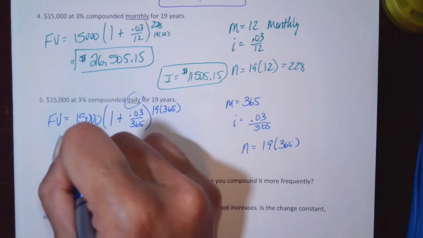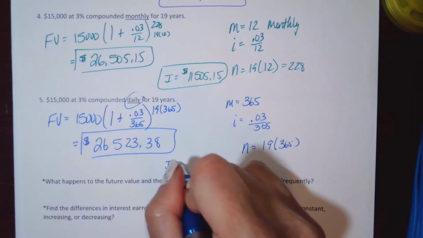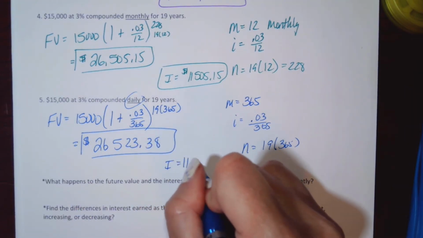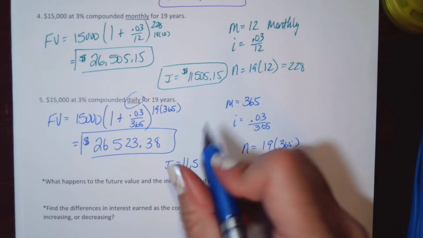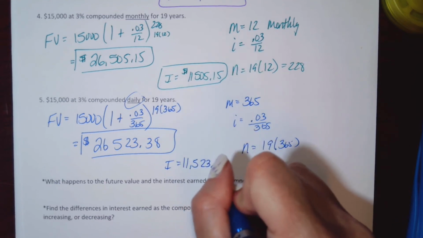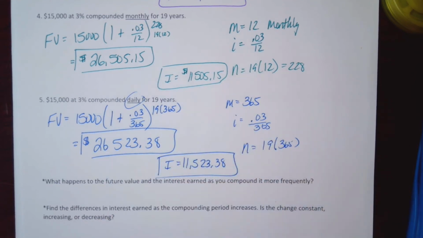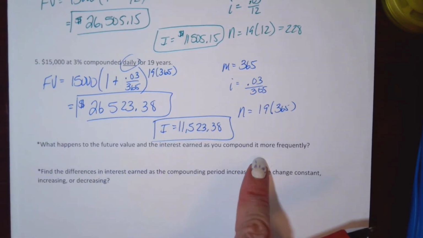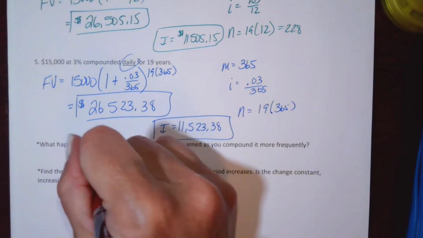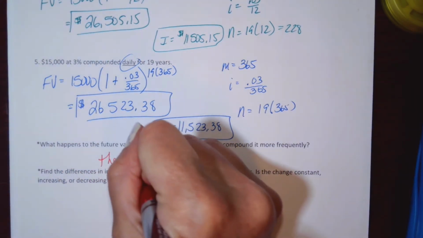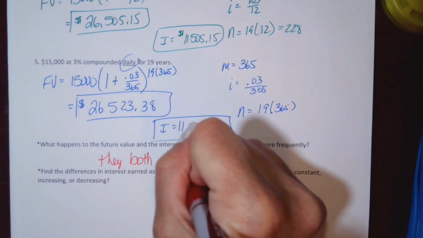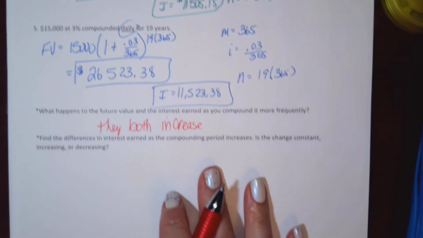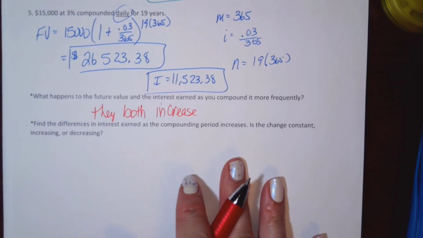And you can see it went up a little bit more again this time. Your interest earned is still $11,500. That's $11,523.38. So, what happens to that future value and the interest earned as you compound it more frequently? Well, they both increase because you are looking to recalculate interest on a little bit bigger pile of money each time.